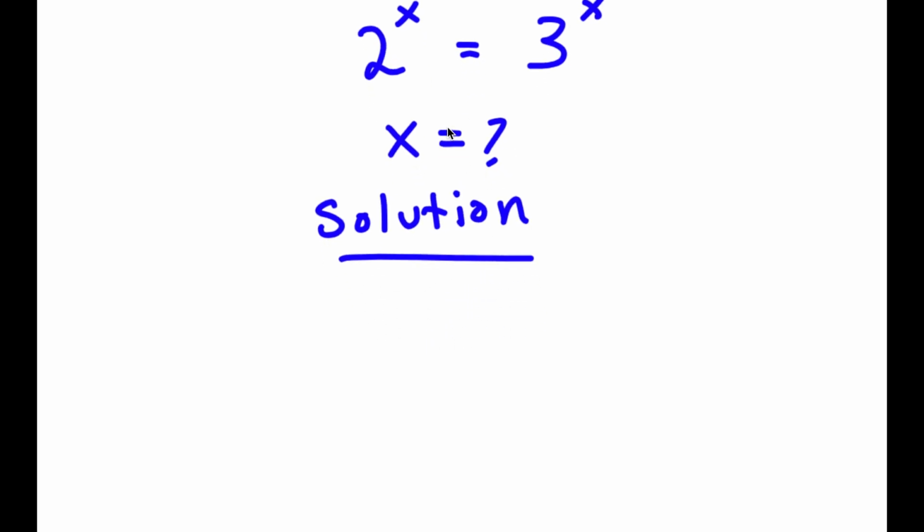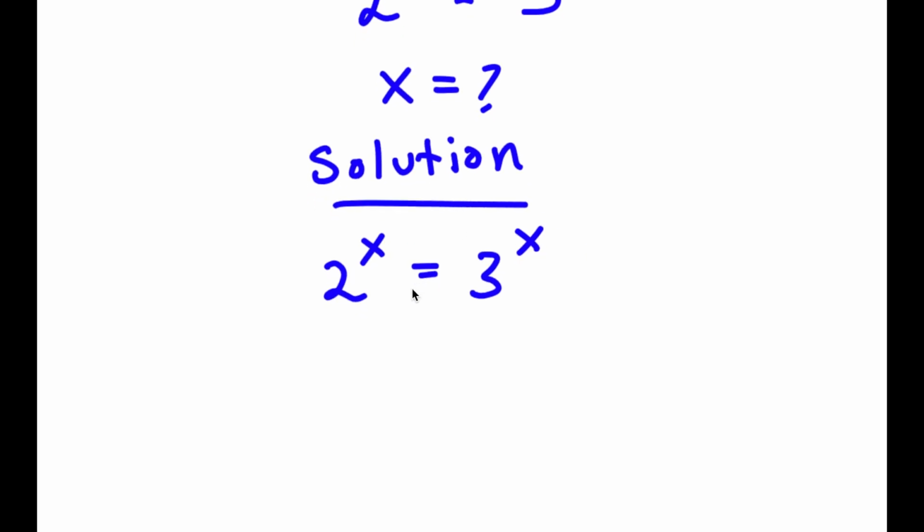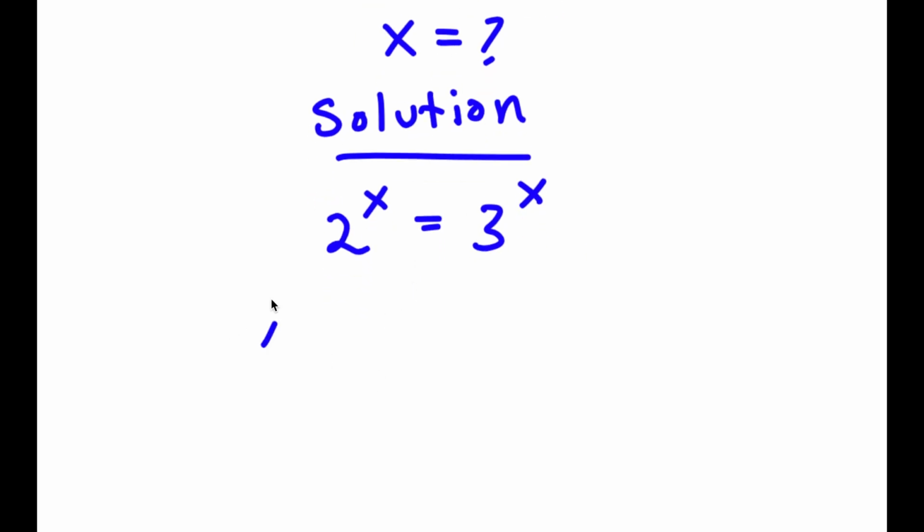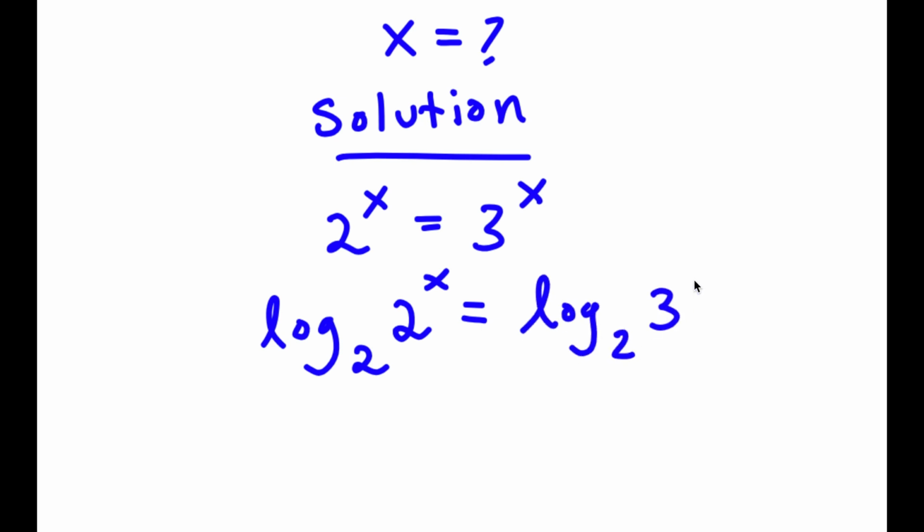I'm going to first start by writing 2 to the power of x is equal to 3 to the power of x. And I'm going to take the log of base 2 on both sides. So now I have log base 2 of 2 to the power of x is equal to log base 2 of 3 to the power of x.